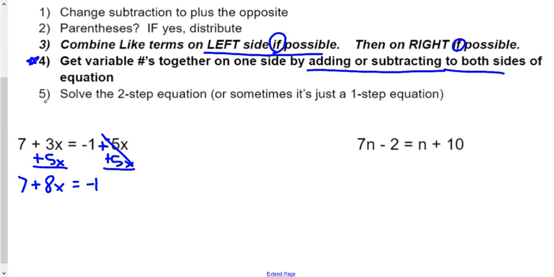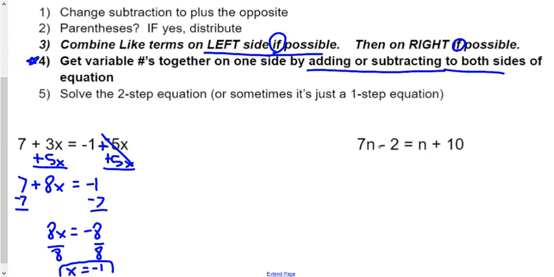And now, solve the two-step equation. Okay, -7, -7. The 8x falls down. We get the -8 divided by 8, divided by 8. X equals -1. Let's try this 3 more times.